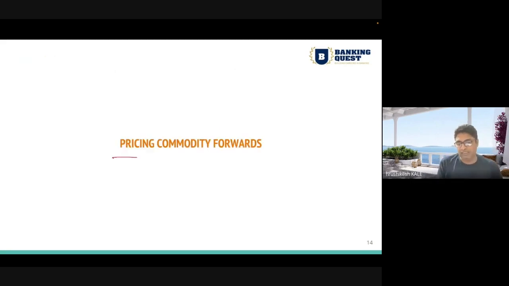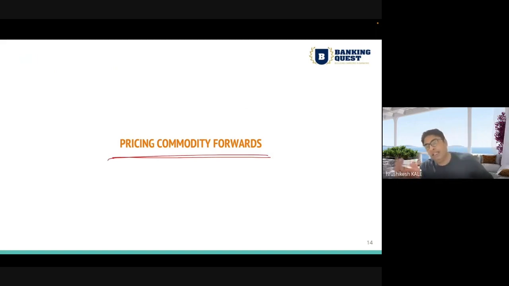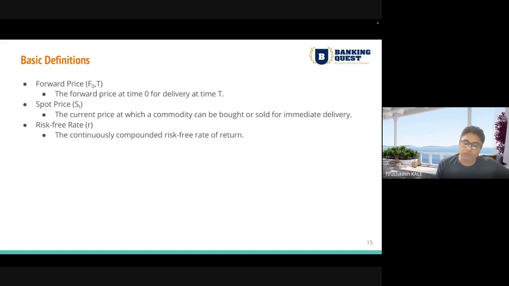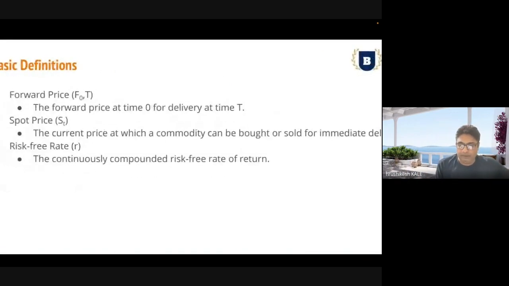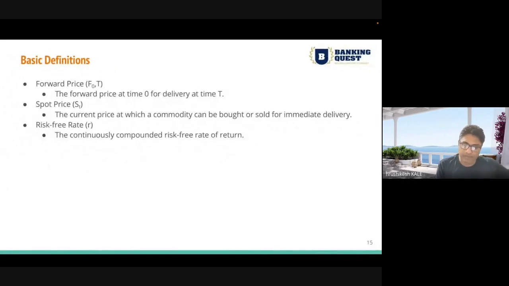Now, let's come to pricing. Anything before this slide was theory. Let's come to pricing. Forward price is given as F0T. What is F0? F0 is today's forward price for a delivery time at T. Spot price ST is the current price at which a commodity can be bought or sold for immediate delivery. And R is the risk-free rate.